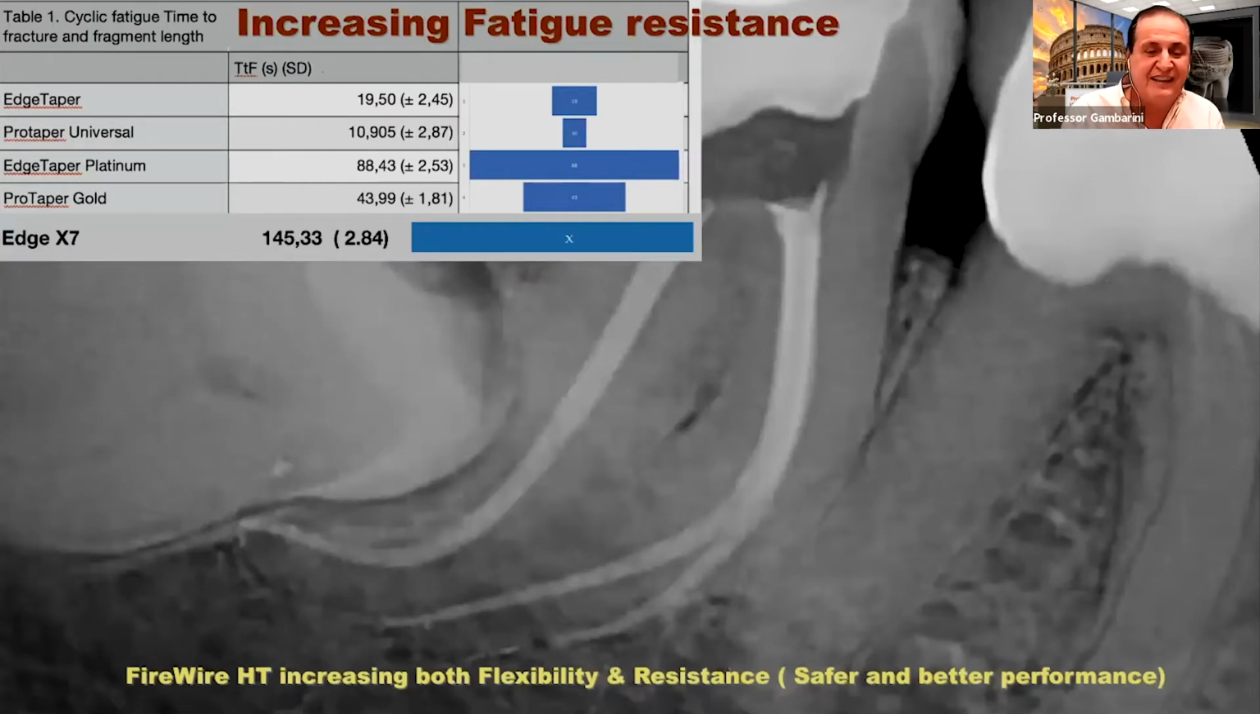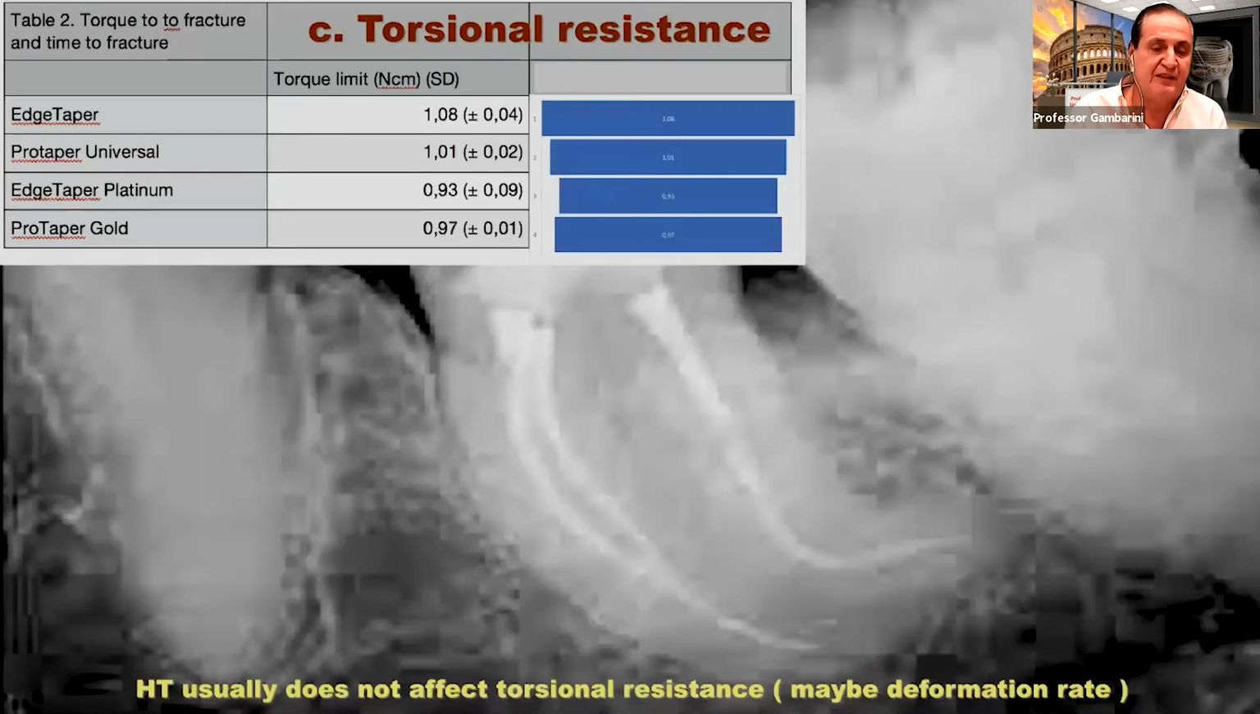And if we think about Edge X7, because it's more flexible and also because of the design and structure, it is even more flexible and more resistant to fatigue than the EdgeTaper Platinum that was before sort of the highest standard. So we still have an interesting and very significant increase in the performance of the instrument.